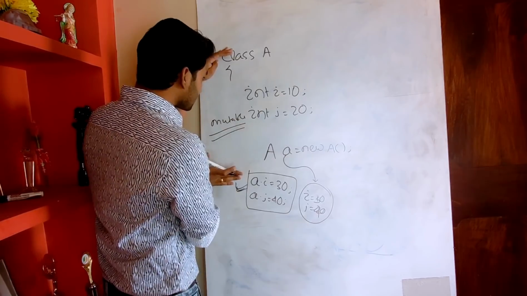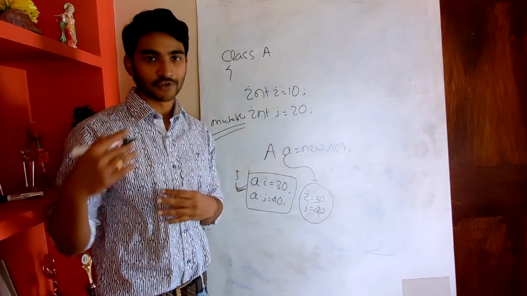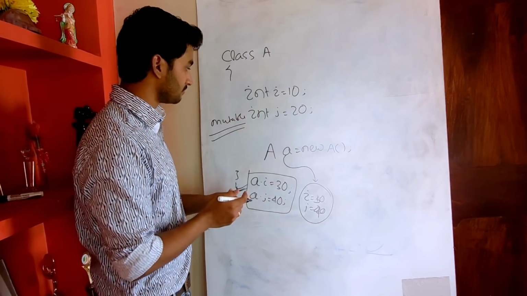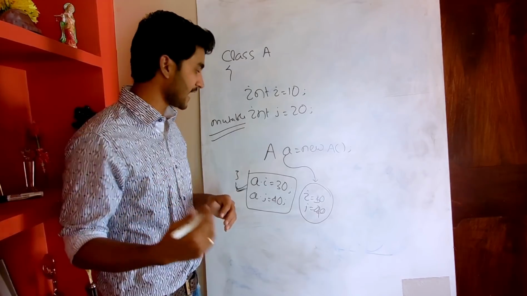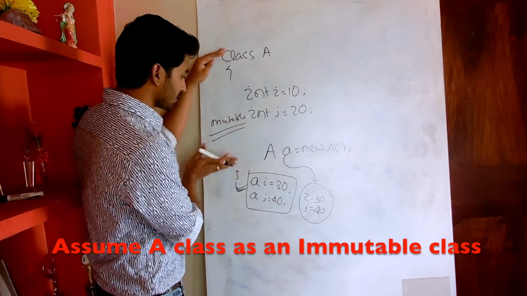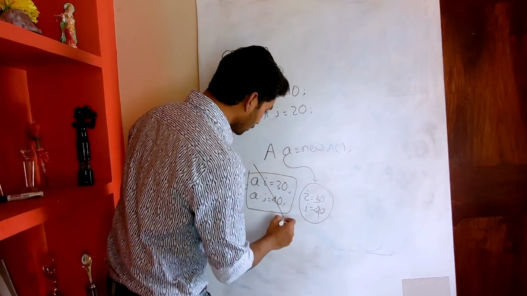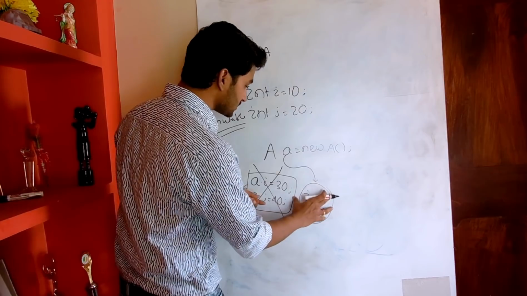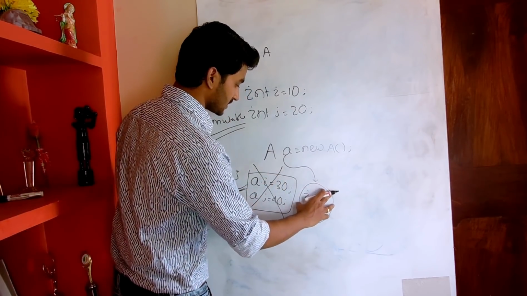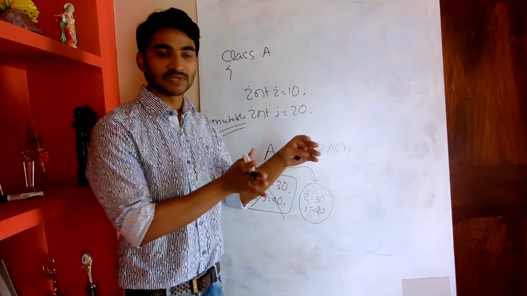But if I make this class immutable, how to make it immutable, I will have a dedicated video for that. I think probably in the last part of this tutorial series we'll have a video for that. But just assume this is an immutable class. This A is an immutable class. And if this A is an immutable class, I'm not allowed to change the properties of this object. I'm not allowed to change the state of this object. So in an immutable class, the object state cannot be changed.